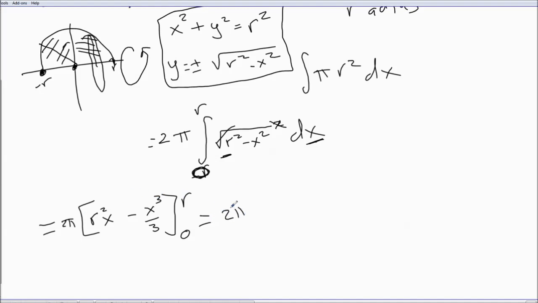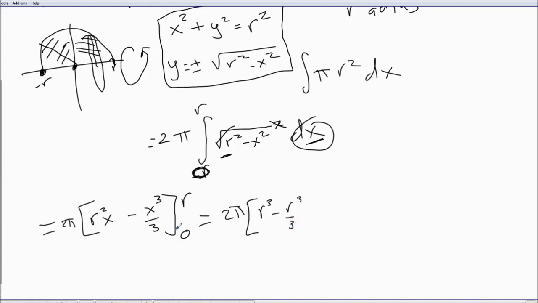So I get a 2 pi on the outside, no big deal. Let's start plugging in r. R is plugging in where? Is it plugging in for x or for r? If you're not sure, go back to the original question. This is always dx, so we're going to be plugging it in for x. So what that looks like then, I plug in an x here. R squared times r is r cubed. Plug in an r right here, we get minus r cubed over 3.